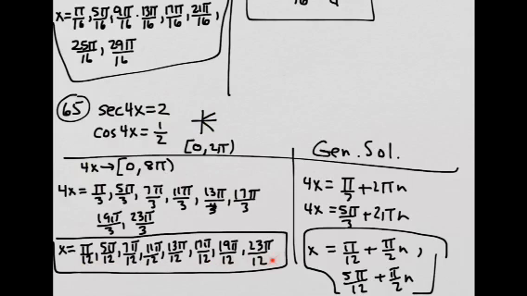For the general solution, these are not opposite each other, so I have to write them separately. So pi over 3 plus 2 pi n, and 5 pi over 3 plus 2 pi n. But remember, that's 4x for each of them. So I divide both sides by 4, and it gives me pi over 12 plus 2 divided by 4 is 1/2. So it's pi over 2 n. And then 5 pi over 12 plus pi over 2 n.